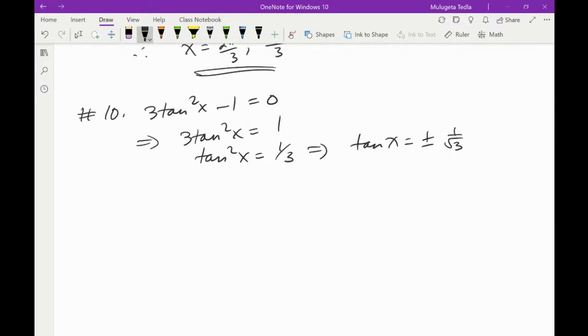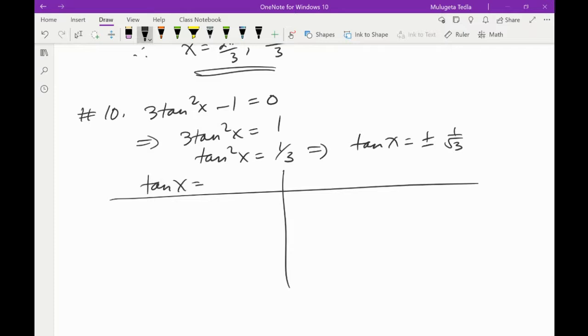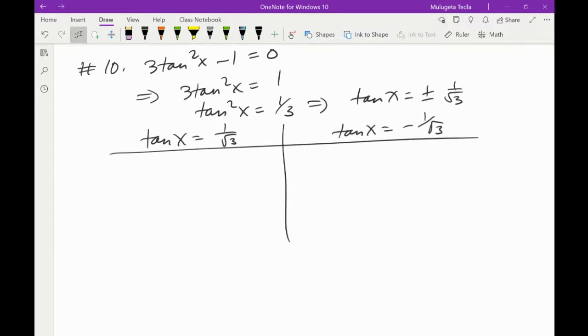So what do we do then? First of all, you have two functions. Because it's plus or minus, one of them is tan of x equal to 1 over root 3, positive. The other is tan of x equal to minus 1 over root 3. So you can classify them as such in cases 1 and 2, and then investigate.